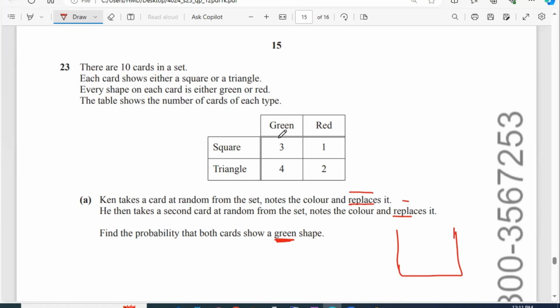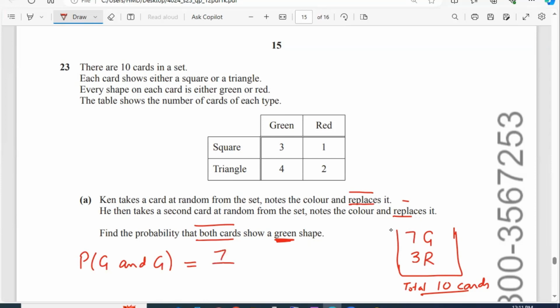How many greens are there? There are 7 greens and 3 red. So total cards are 10. We are going to find the probability of both cards being green. First card is green and second is also green. So the probability of a green card is 7 over 10 for the first card.